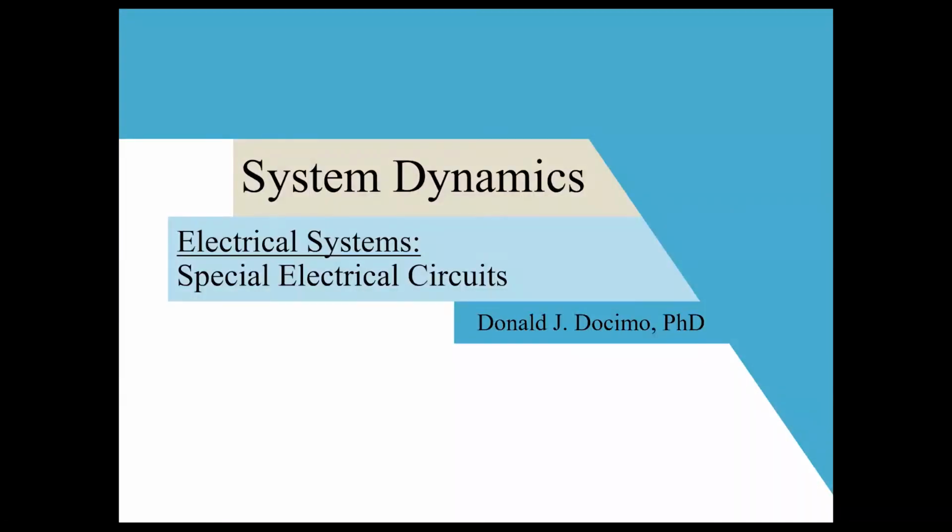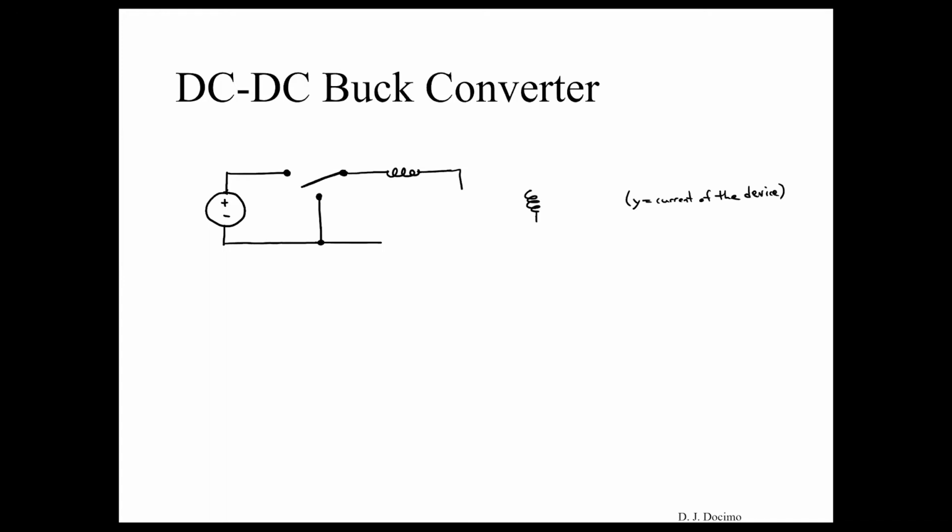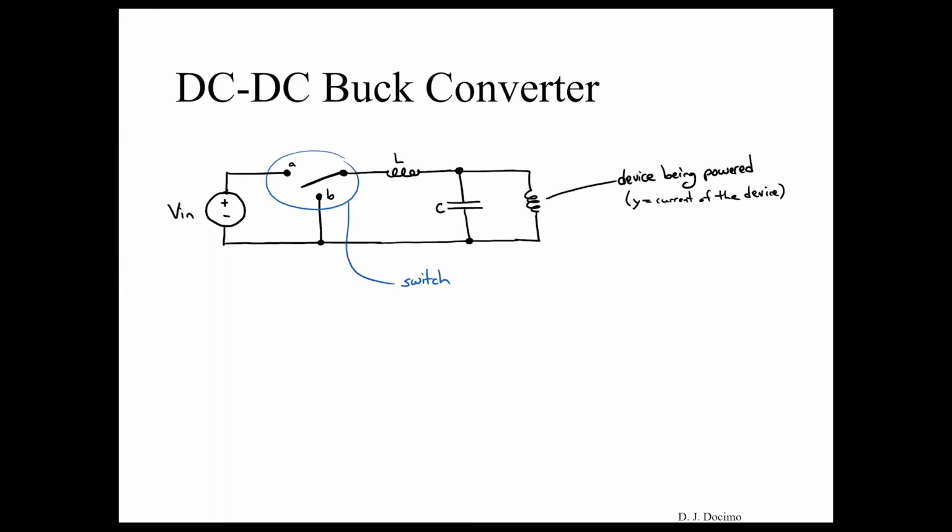Okay, this video is going to go over a couple special electrical circuits. The first one that we're going to look at is called the DC-DC buck converter, which looks something like the following circuit. We have a voltage source that's powering this device that is connected to a switch that can switch between two wires, A or B here.